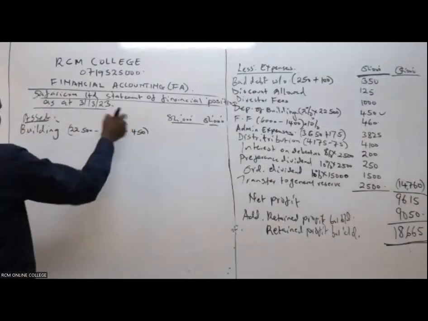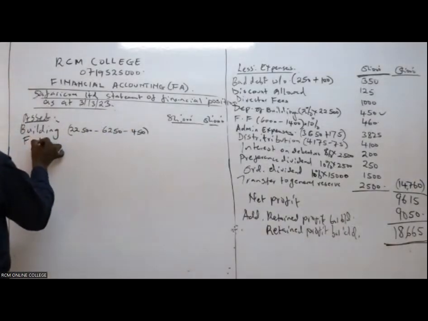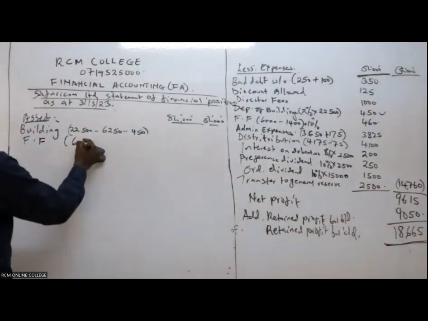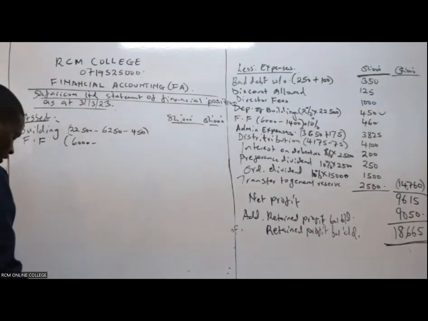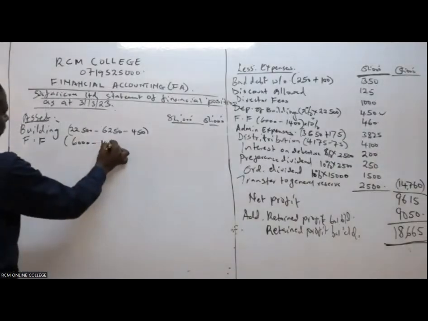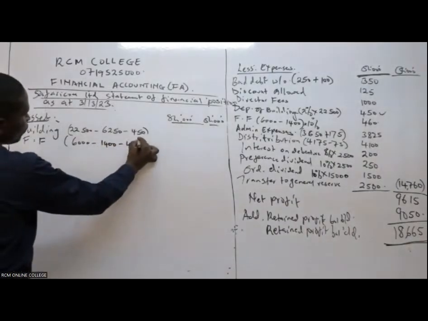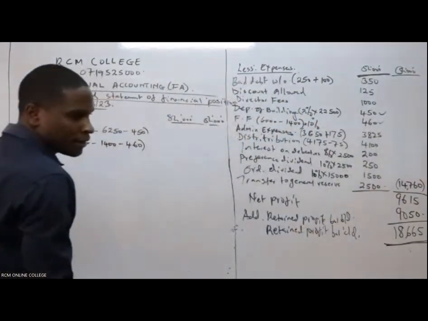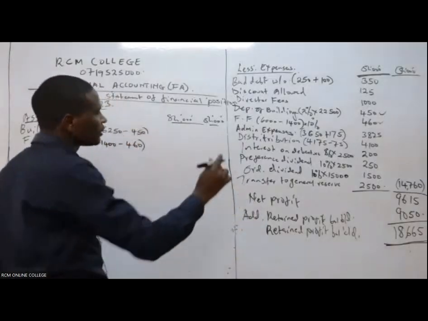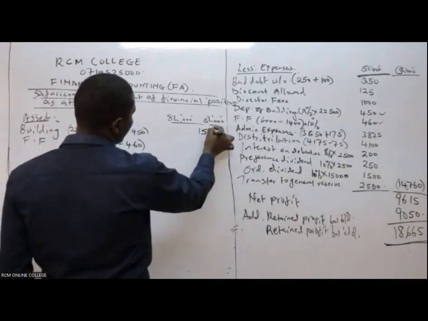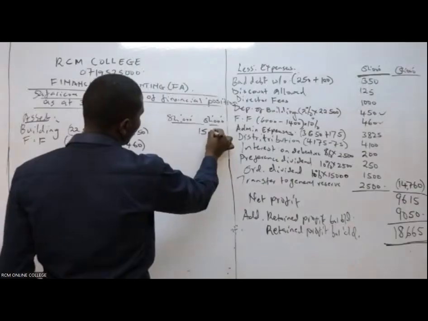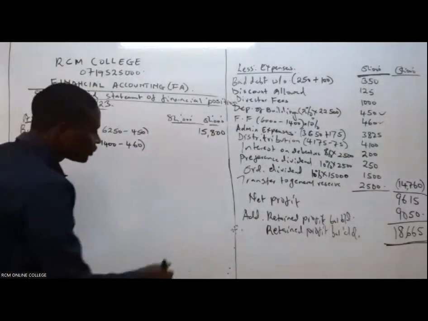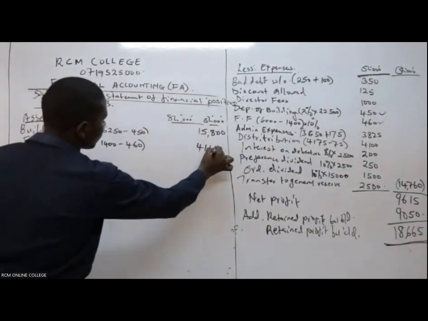As we go to furniture and fitting, cost was 6,000. I minus the accumulated depreciation of 1,400, and then minus 460, which was depreciation for the year. I hope you remember. Then 15,800, thank you Sharon. Sharon is doing a good job. This time will take us to 4,140. Thank you, 4,140.